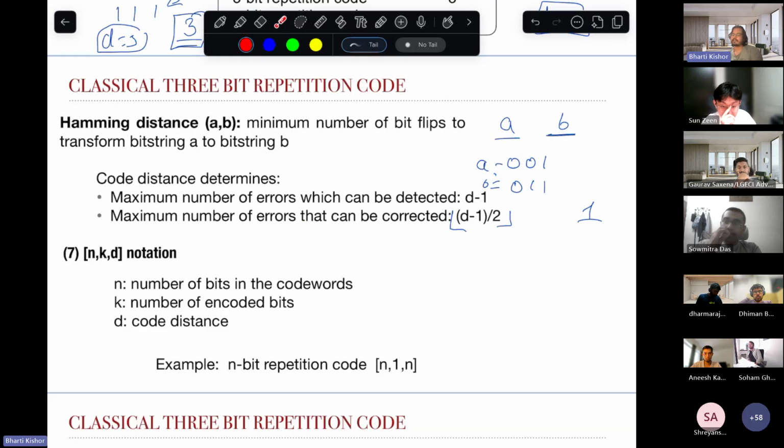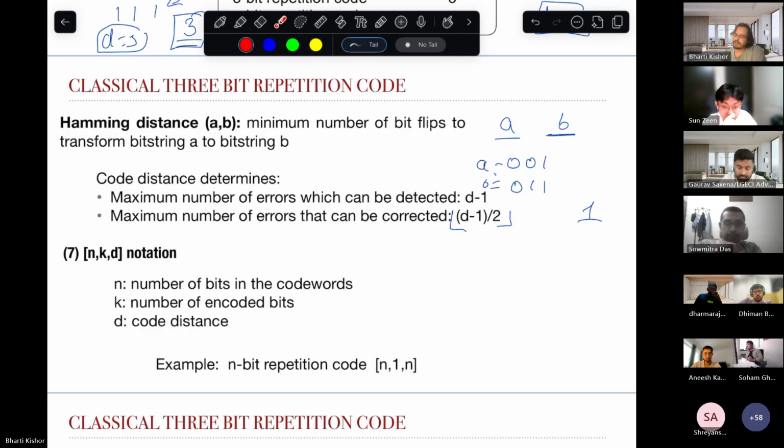Now you notice that as I increase my distance d, it helps me increase the number of errors that can be detected, and it also helps me increase the maximum number of errors that can be corrected. And that's why it's good to have a high code distance. Then you have a higher tolerance for error.